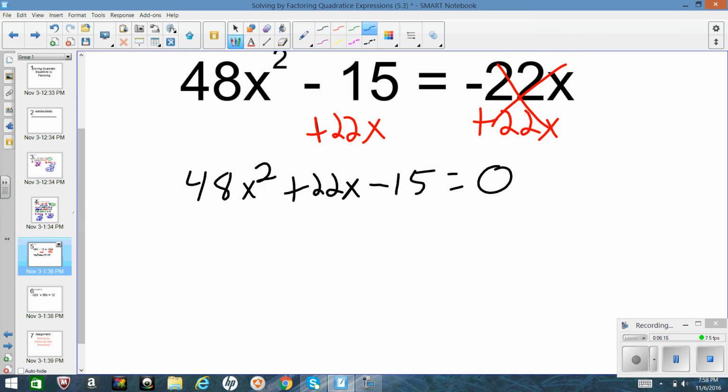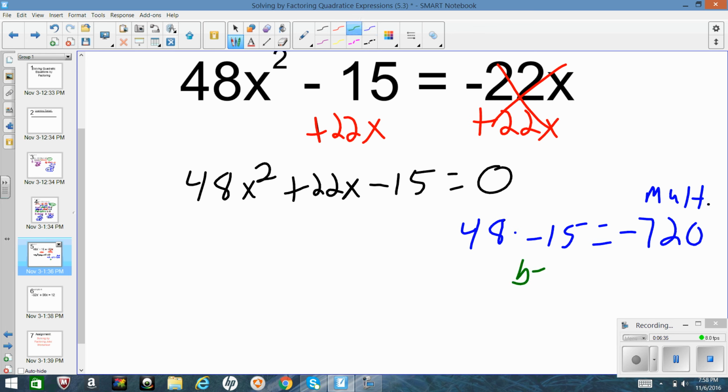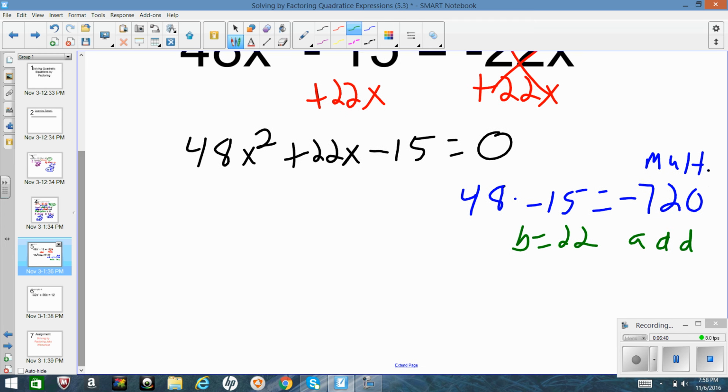Now we're into our factoring portion. We take our first term times our last term. So 48 times negative 15, which is going to give us a big number: negative 720. That's what we want to multiply to. And we want to add to our b term, so b is equal to 22. We have to figure out which numbers will multiply to negative 720 but add to 22, and that would be 40 and negative 18.